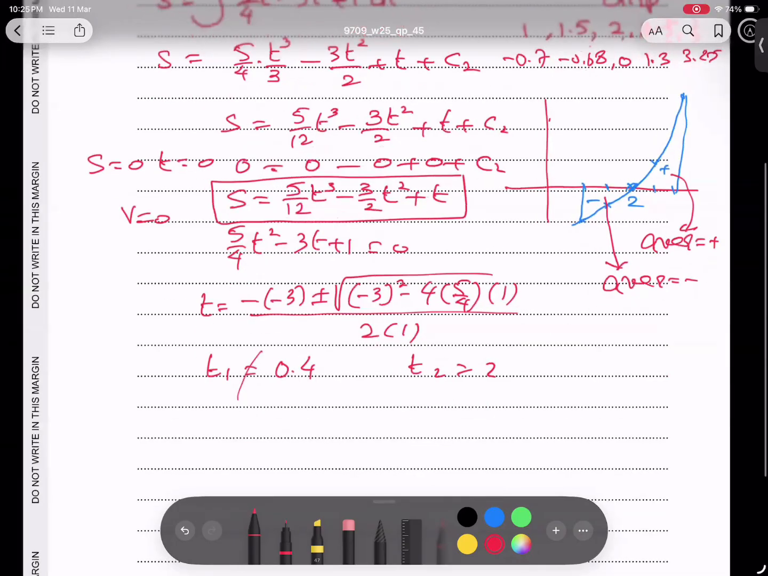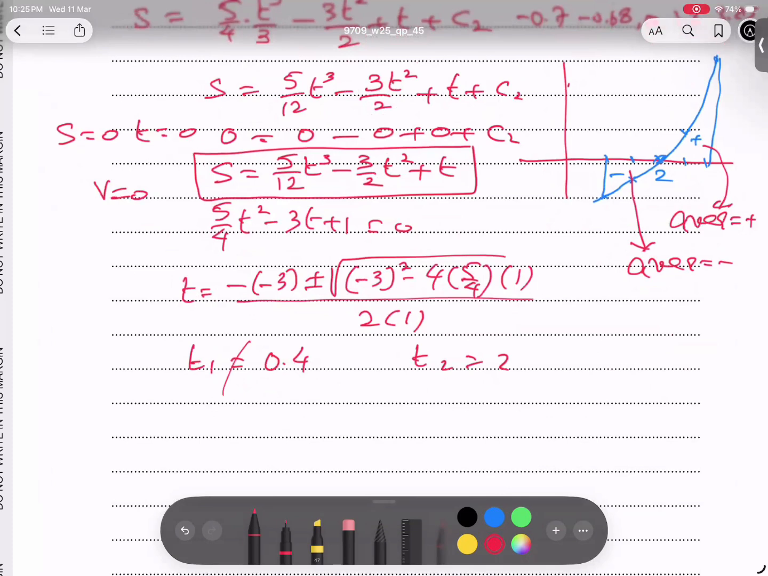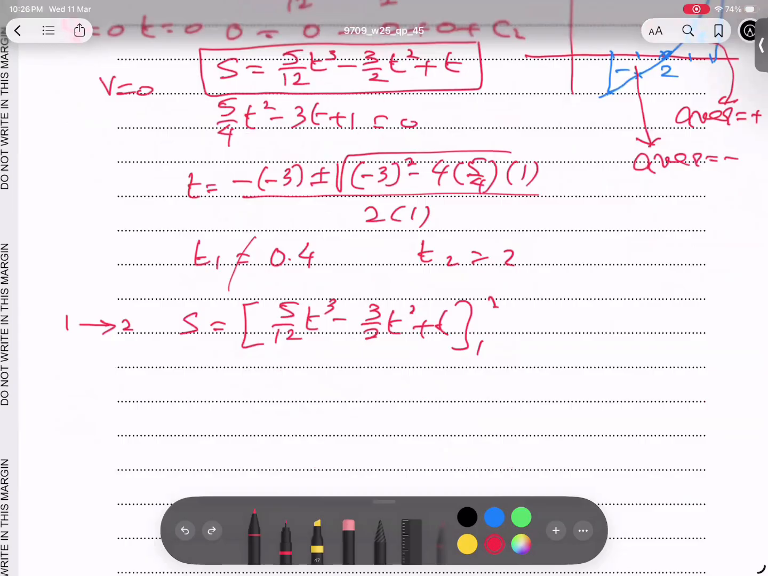Now, students, I will plug in some numbers and get the answer. Basically, I have to find first 1 to 2. Same expression, with limits 1 to 2: 5 over 12 t cube minus 3 over 2 t square plus t. This answer will become negative, so to eliminate the negative sign, I put a negative sign outside, or I will eliminate it later on.